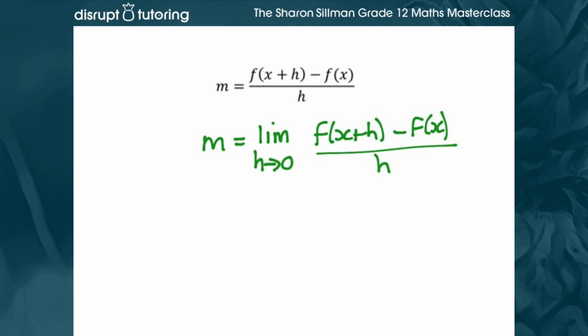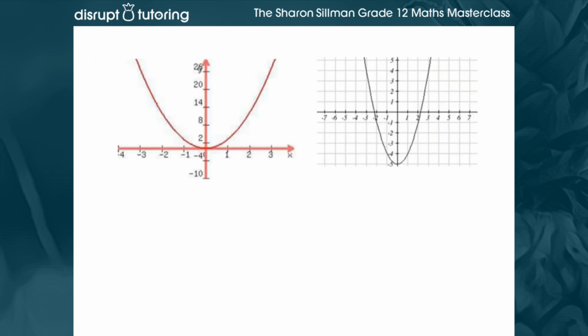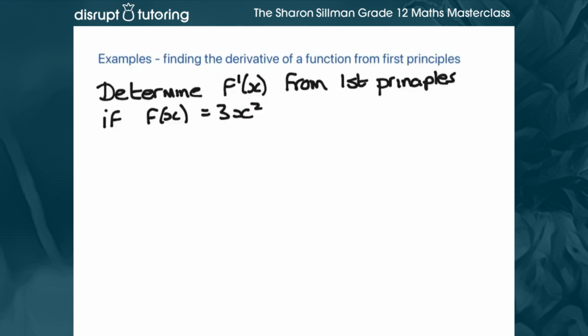So this formula is used to find the derivative of a function, and in particular, this formula is finding the derivative from first principles. So let's have a look at some examples on finding the derivative of a function from first principles. And you can be guaranteed that there will always be a question about first principles. Sorry, I changed the slide too quickly there. So this is the example we're going to do.